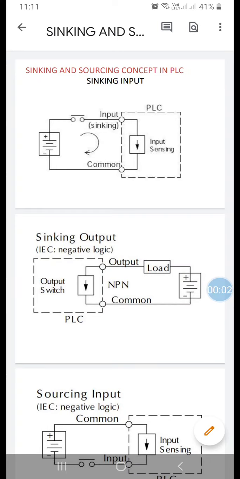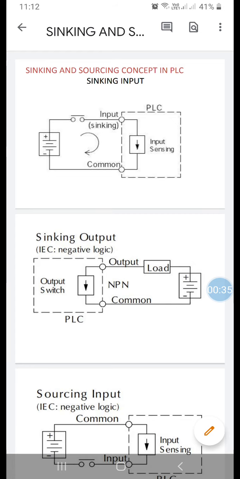Hello friends, today we are going to see what is the meaning of sinking and sourcing concept in PLC. Whenever we want to choose the type of input or output module for a system, it is very important to have the understanding of sinking and sourcing concepts.